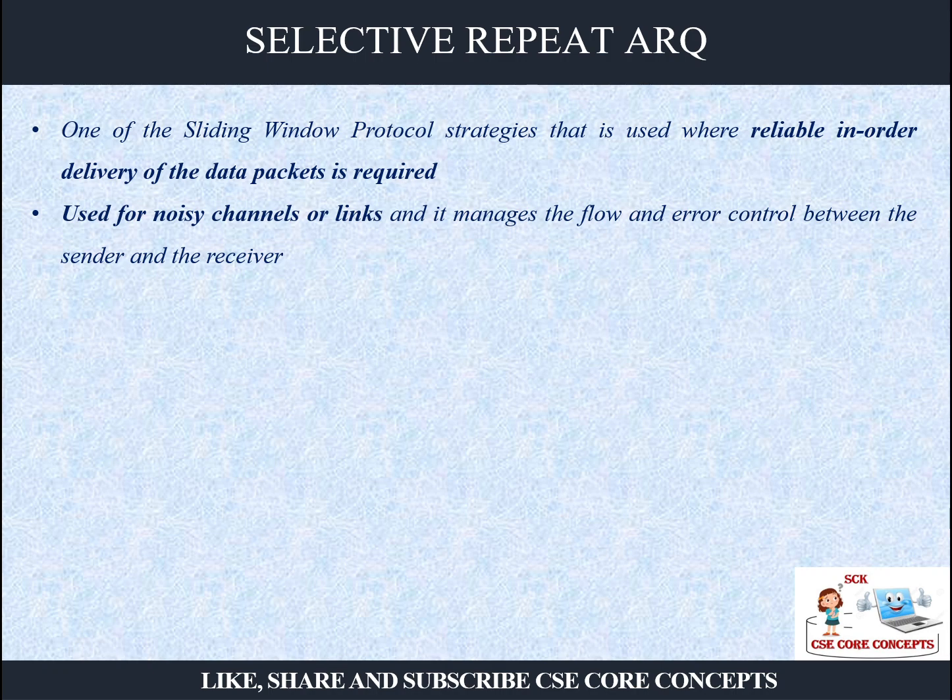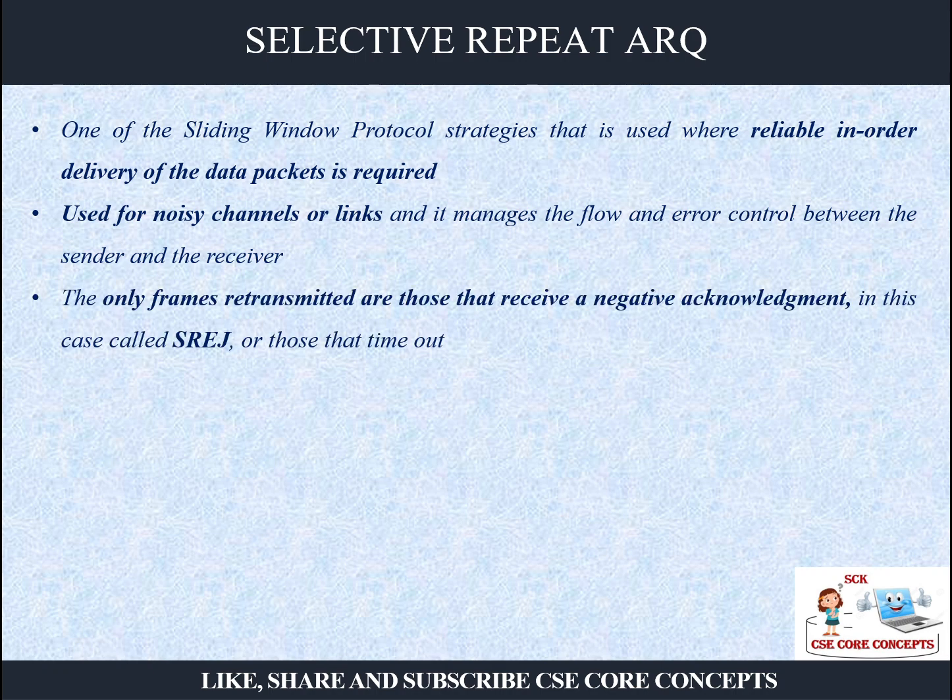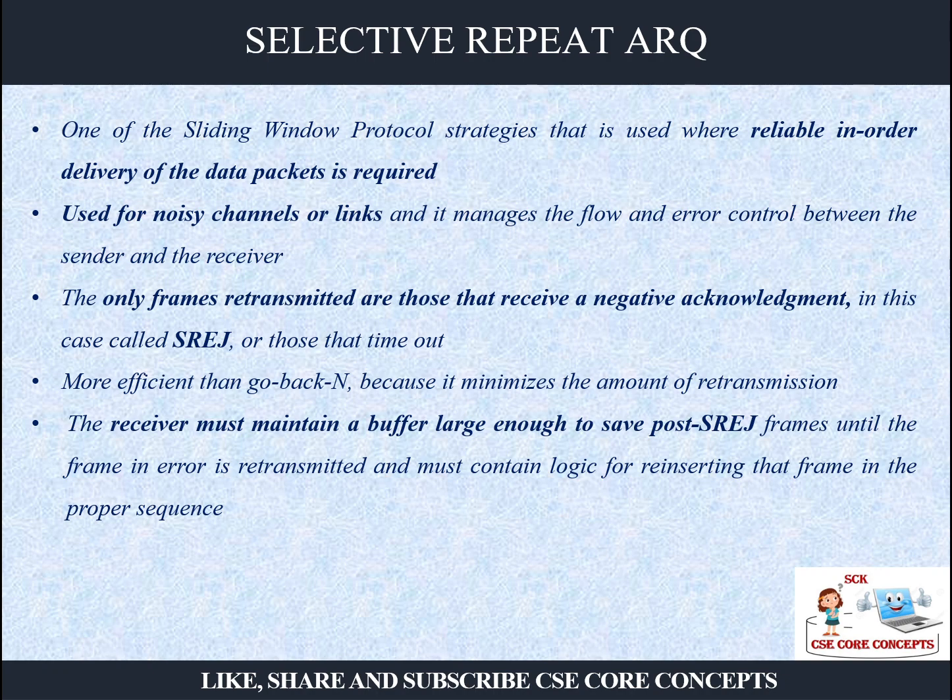Now this technique is mostly used for noisy channels and links where there are too many retransmission probabilities, and here the difference from go back N ARQ is that instead of retransmitting all the frames, it will retransmit only the frame which has been damaged, or the frame which has got a negative acknowledgement. So it is more efficient than go back N ARQ because it will minimize the amount of retransmissions.